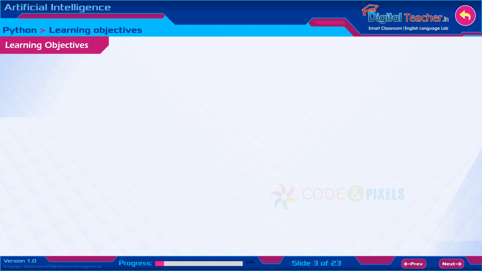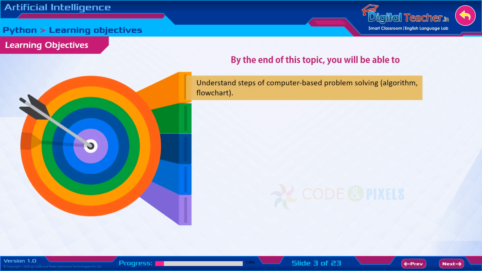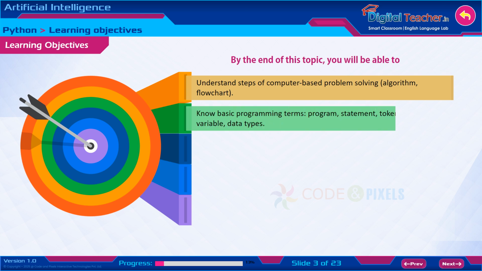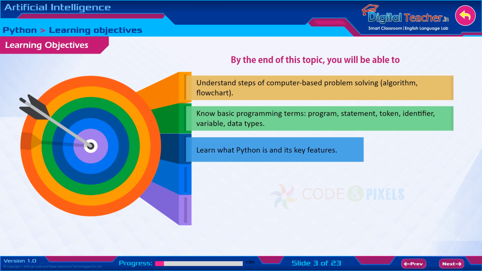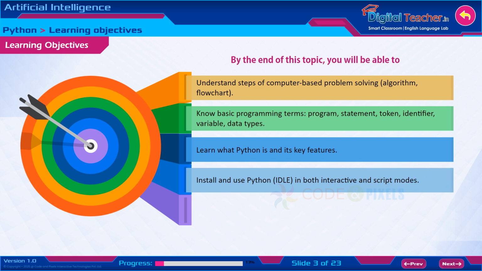Learning objectives. By the end of this unit, you will be able to understand the steps of computer-based problem solving, know basic programming terms: program, statement, token, identifier, variable, and data types. Learn what Python is and its key features. Install and use Python in both interactive and script modes.